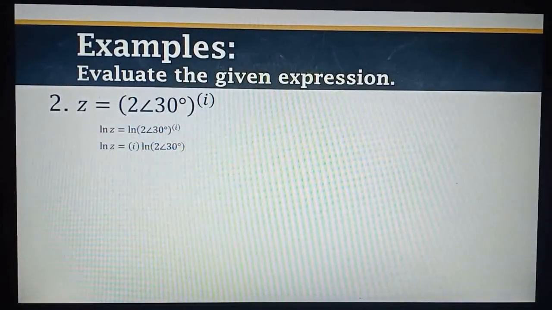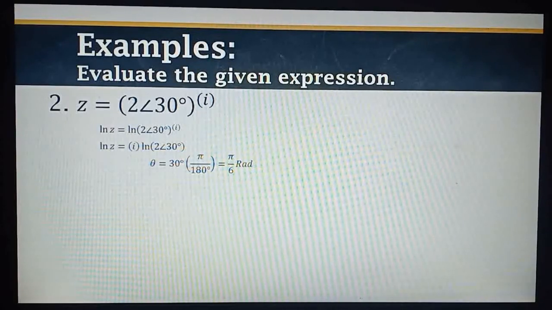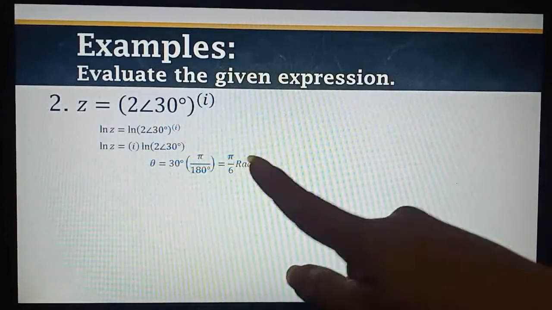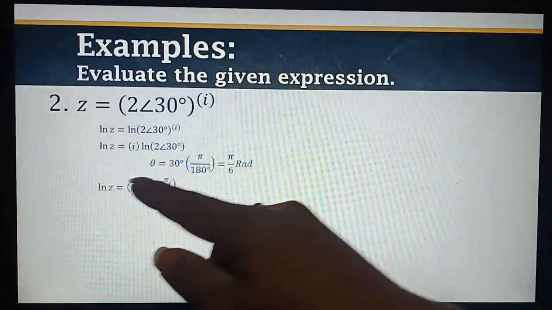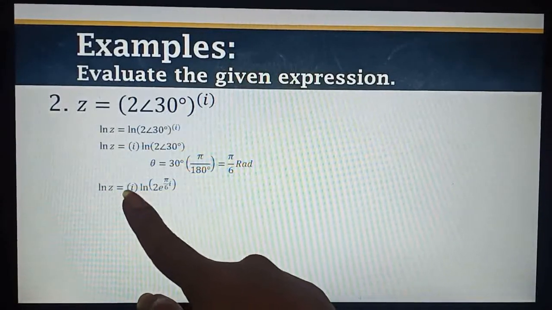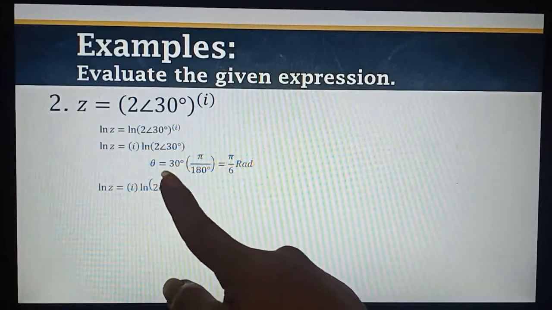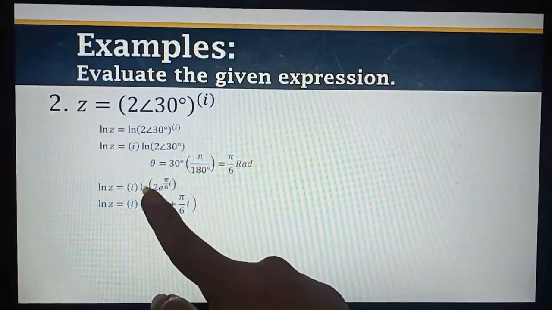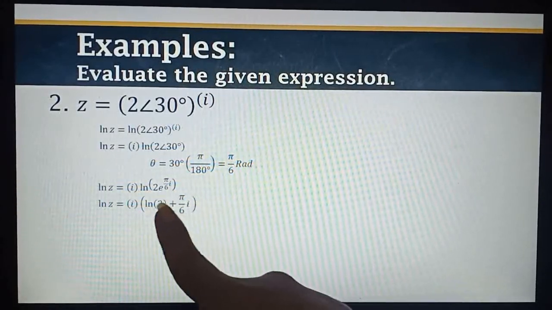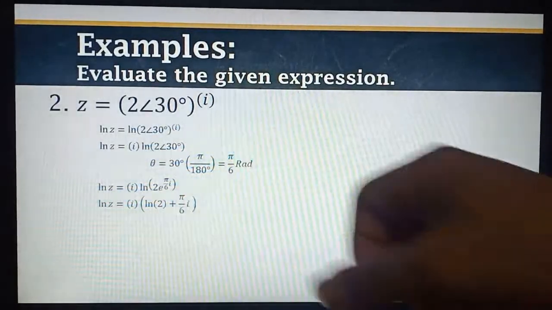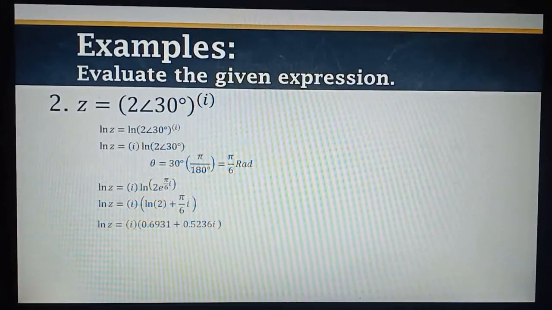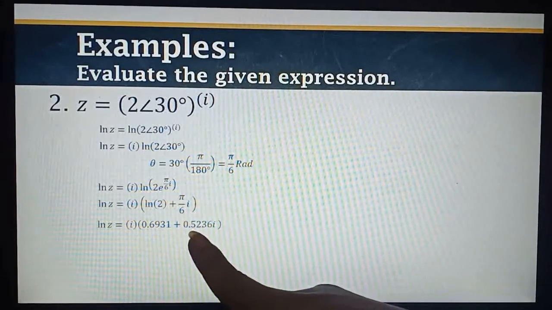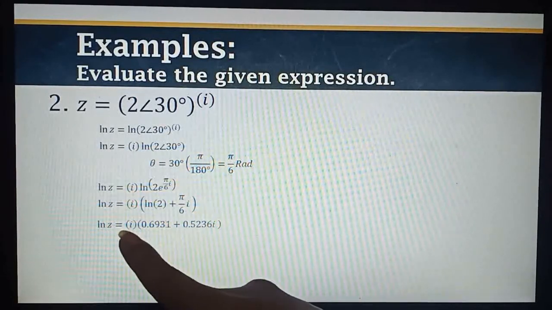So si 2 at angle 30 degrees will be converted into exponential. So yung 30 degrees natin, i-convert natin into radian, which is equivalent to pi over 6. So magiging ln of z equals I multiplied to ln of 2 e raised to pi over 6i. So i-apply natin si ln of r plus theta I. That can be ln of 2 plus pi over 6i multiplied to I, equivalent to ln of z. So ln of 2 is 0.6931 while pi over 6 is 0.5236 multiplied to I.